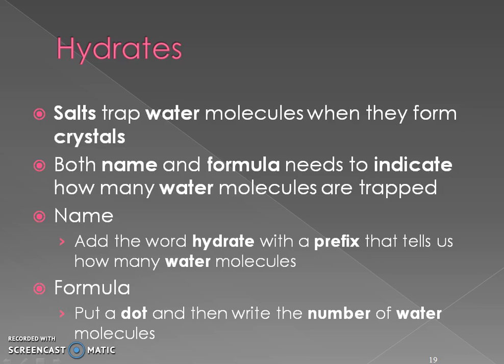A hydrate is a molecule that has water attached to it. So a salt or an ionic compound, and it has water molecules attached to it. The formula needs to indicate how many of these water molecules there are. So how do we name a hydrate? We're going to just add hydrate with the prefix, and that's going to tell us how many water molecules. And I believe I have an example on the next slide. And then in the formula, you're going to see the salt and then a dot with the number of water molecules.